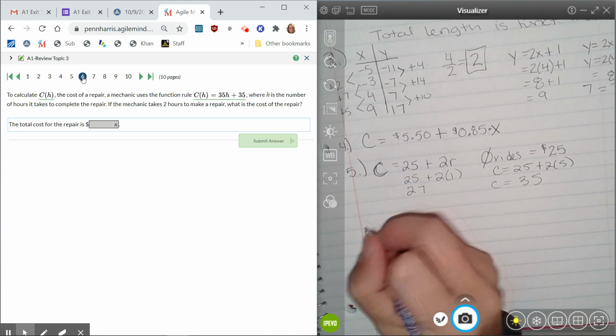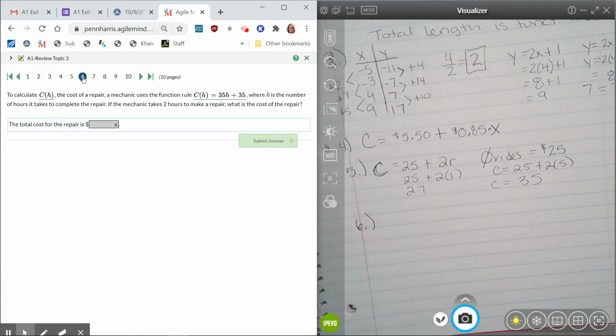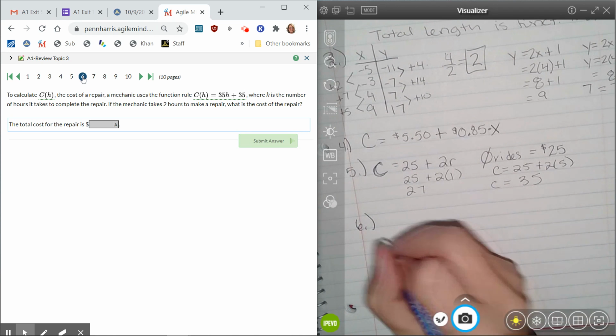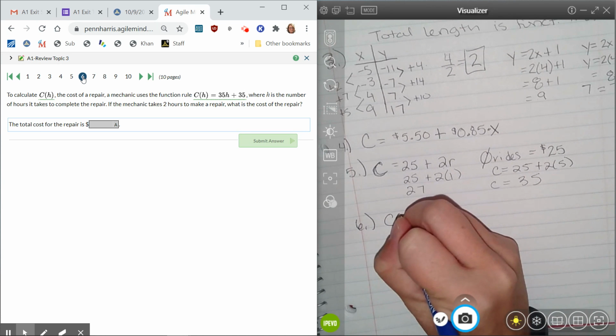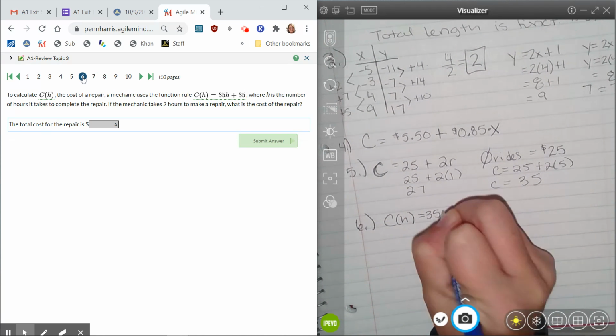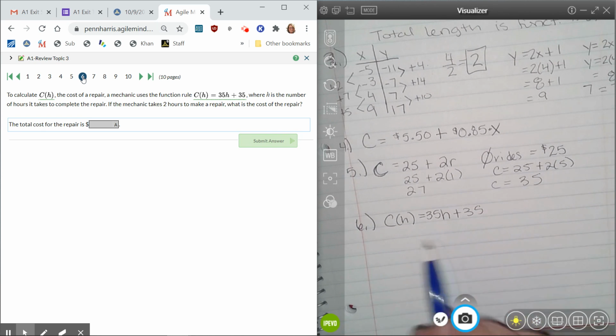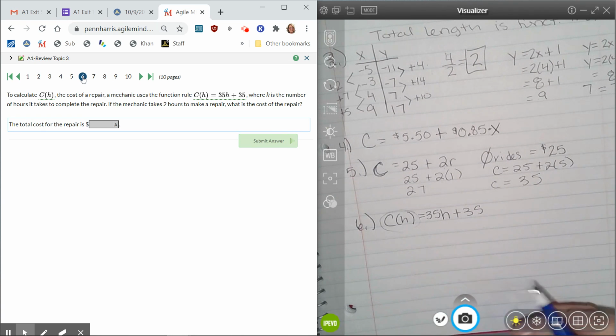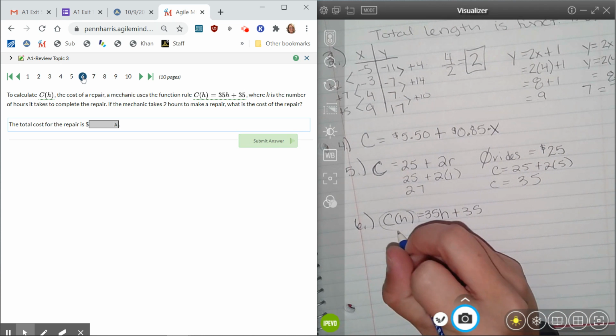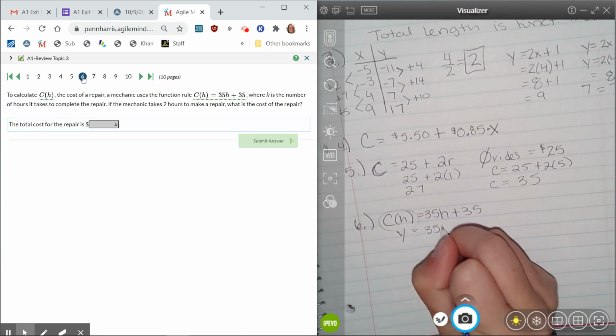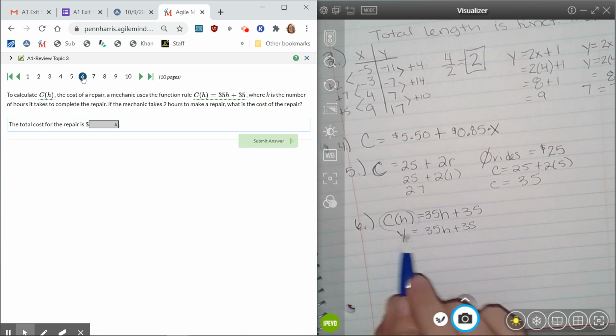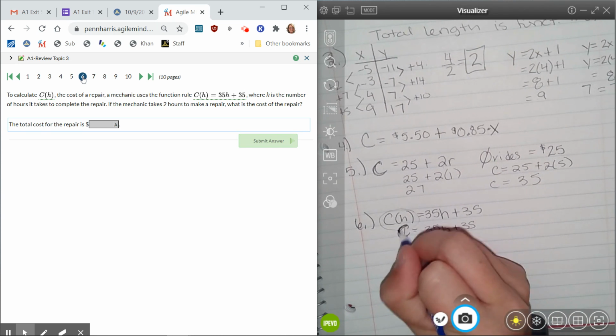Question 6. They want us to calculate C of H, the cost of a repair. A mechanic uses the function rule C of H equals 35 times H plus 35. H is the number of hours it takes to complete the repair. Remember, guys, we talked about how C of H is just a fancy way of saying Y, or we could say C, the total cost.